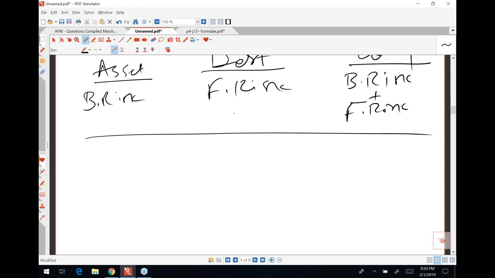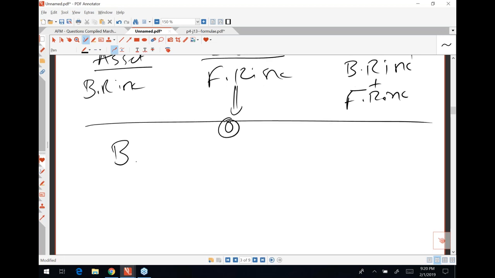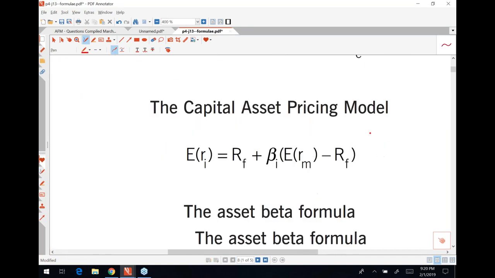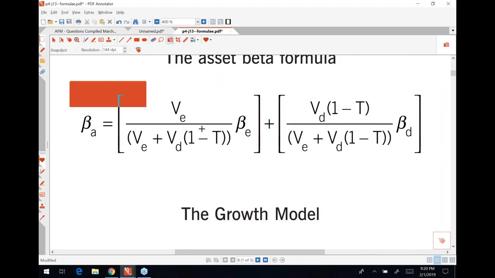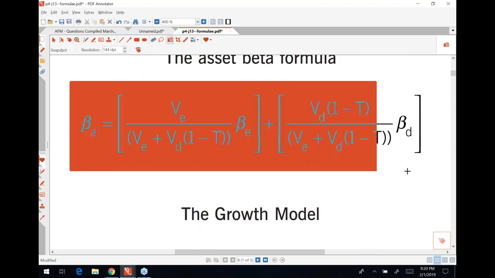Now let's discuss. The debt beta is considered to have a value of zero because generally speaking, the risk associated with the debt is considered to be negligible. So the asset beta and the equity beta are connected through a formula. And what is that formula through which they are connected? This is the formula. I'm going to copy this formula and discuss it.